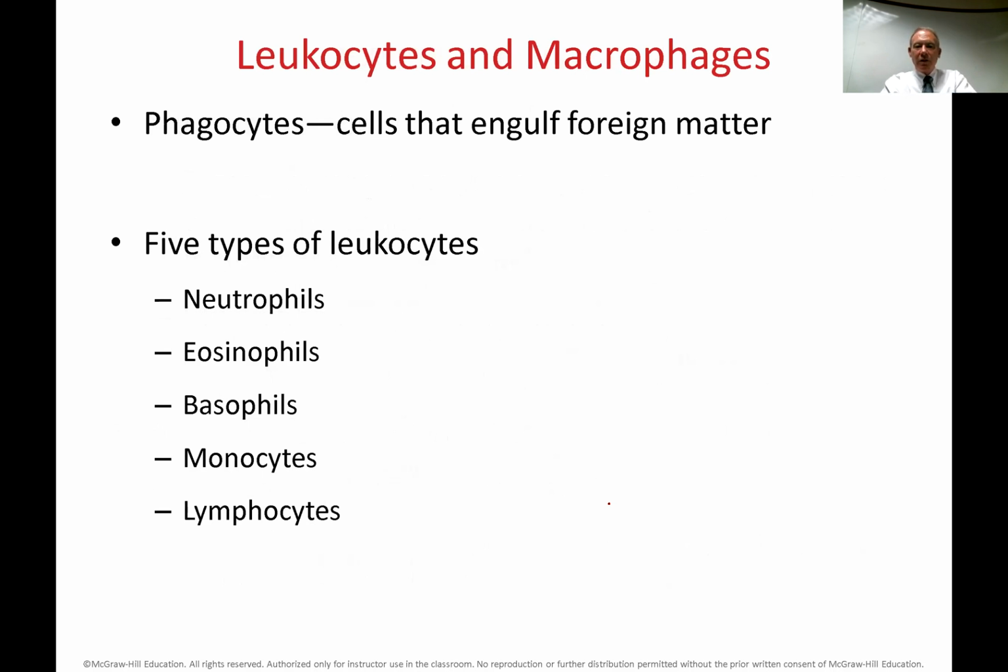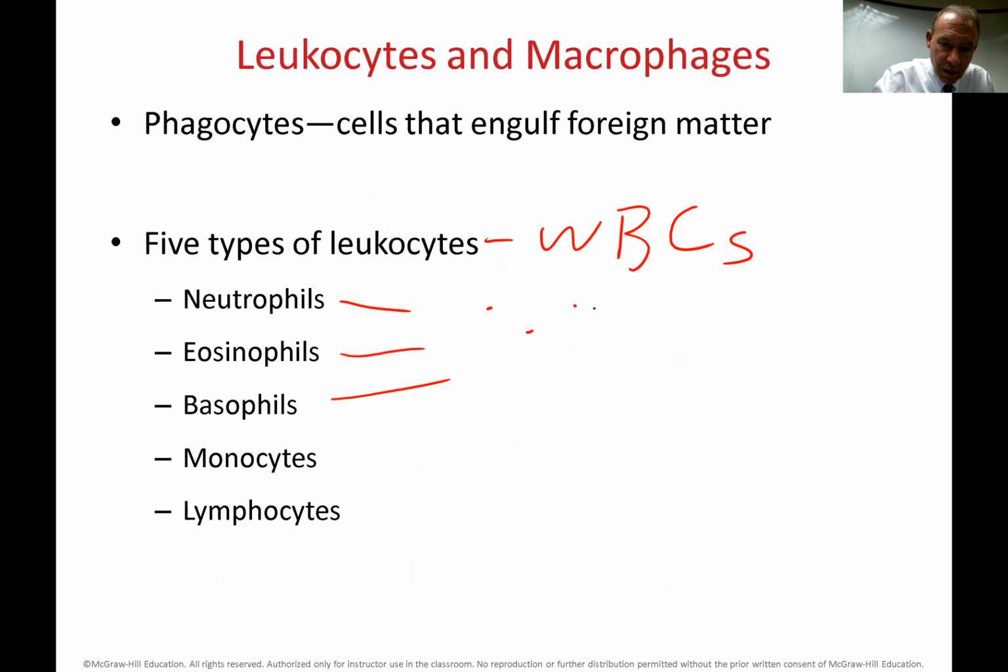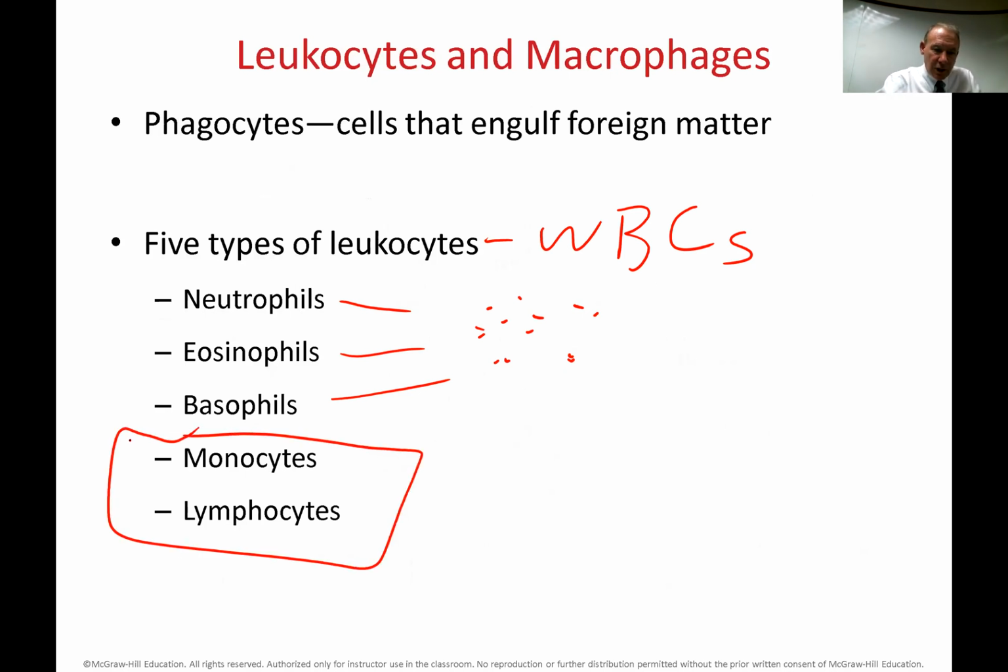leukocytes, white blood cells, macrophages. Those are a type of leukocyte that will undergo transformation as it moves out of the bloodstream 1 to 3 days after coming into being into the tissue. There are 5 types of leukocytes. Leukocytes are WBCs, white blood cells: neutrophils, eosinophils, and basophils. Those are the granulocytic, meaning I'm making granules or speckles. Then we have lymphocytes and monocytes, agranulocytic. Okay, good.